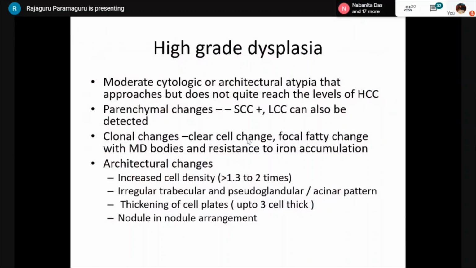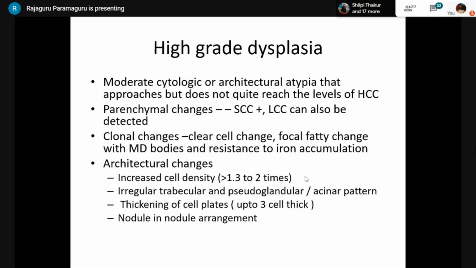We have to look for the features, that is the presence of small cell change and focal large cell change which can be present, and clonal changes, that is the clear cell change resistant to iron accumulation. That iron accumulation will not be there, and fatty change will be focally present with Mallory-Denk bodies. And architecturally, there can be pseudoglandular, trabecular pattern, acinar pattern, and there will be thickened cord pattern. So it will appear up to 3 cords thick, and nodule-in-nodule appearance.